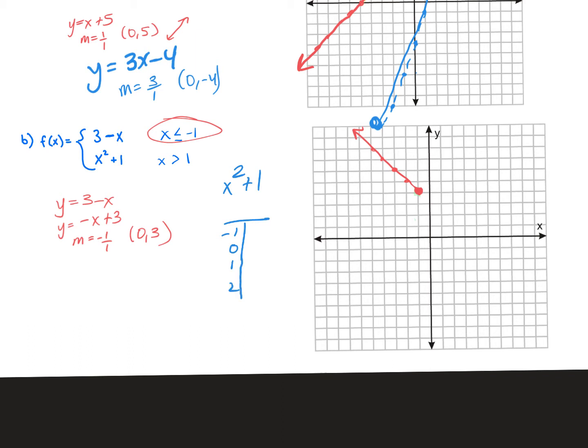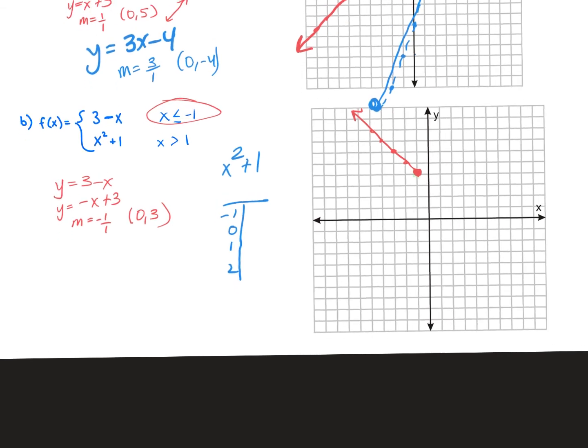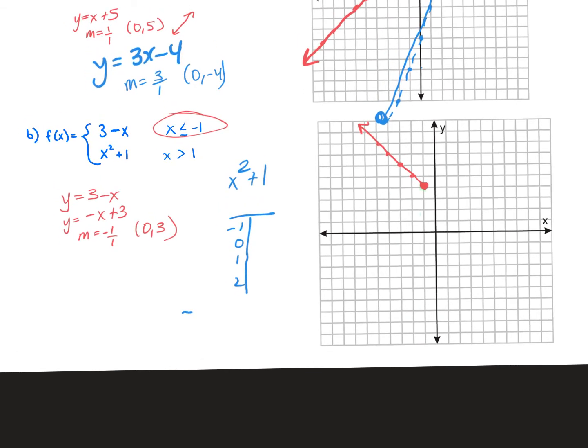Because I want to get a little bit of a picture of what's going on to the left side of the boundary line and to the right. Now guys, remember your algebra skills. I have -1 squared plus 1. What is -1 squared plus 1? -1 squared is 1, and 1 plus 1 is 2. Now I plug in 0. 0 squared plus 1 is 1. 1 squared plus 1 is 2. 2 squared plus 1 is 5.